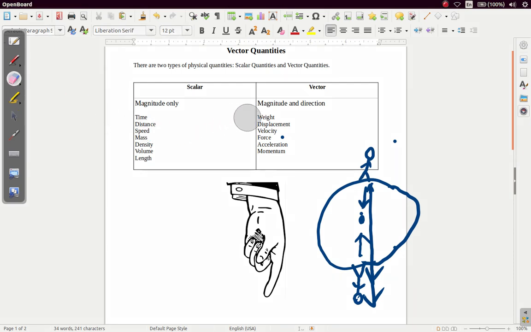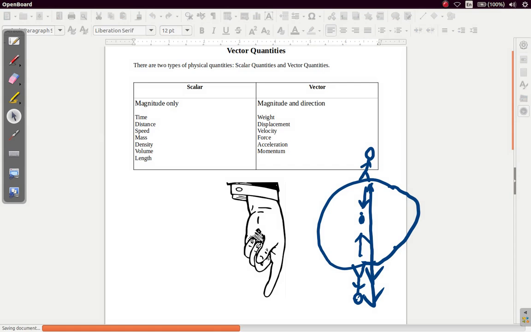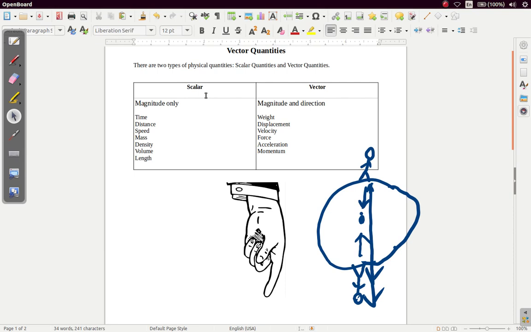Now, volume is of course the amount of space that is taken up, and you cannot point in a certain direction and say the volume is acting that way. So volume is scalar. Now, length, you do not have a specific direction assigned to it, but when you're talking about a direction, length and displacement. Displacement is the length in a specific direction.